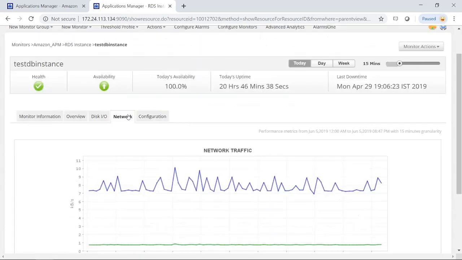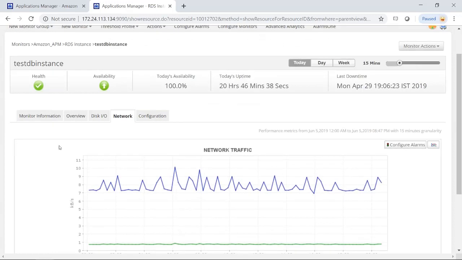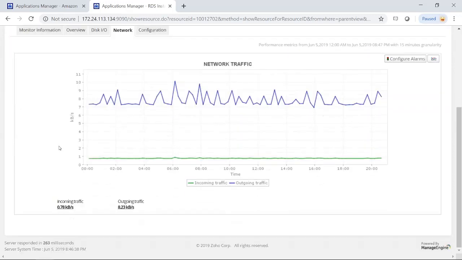Similarly, we also monitor the network traffic, which is the total incoming as well as the outgoing traffic, such that a user can easily ensure that the network is evenly split without any hazards.